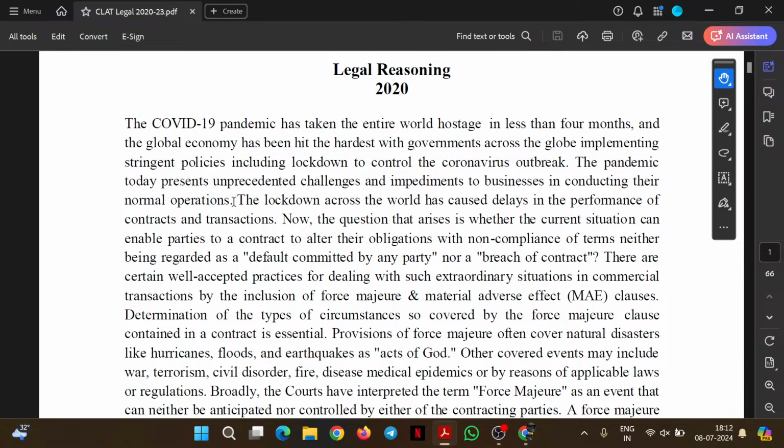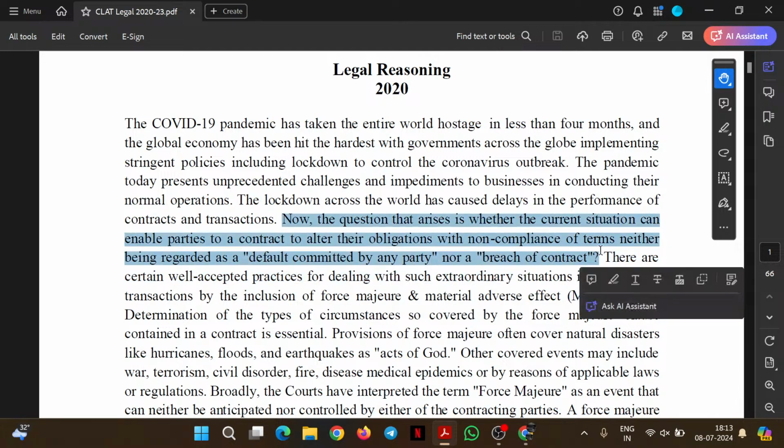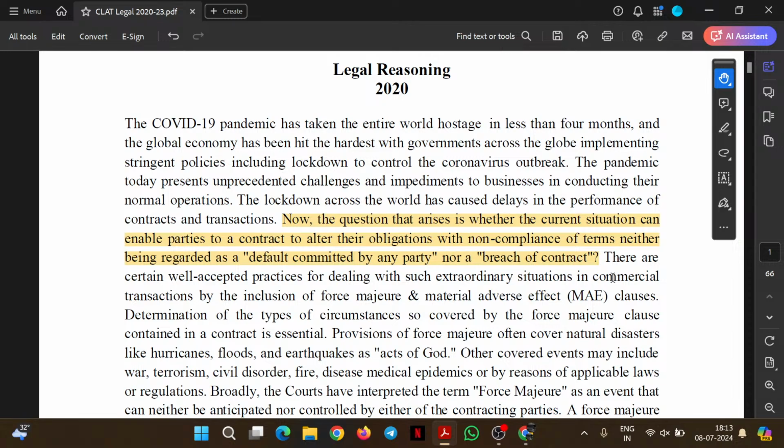Let's move ahead. The lockdown across the world has caused delays in the performance of contracts and transactions. Now, the question that arises is whether the current situation can enable parties to a contract to alter their obligations with non-compliance of terms, neither being regarded as default committed by any party nor as breach of contract. Now it is in this particular part of the passage we realize that the passage is going to be about contract, or more specifically, the dishonoring of contract or non-fulfillment of contract.